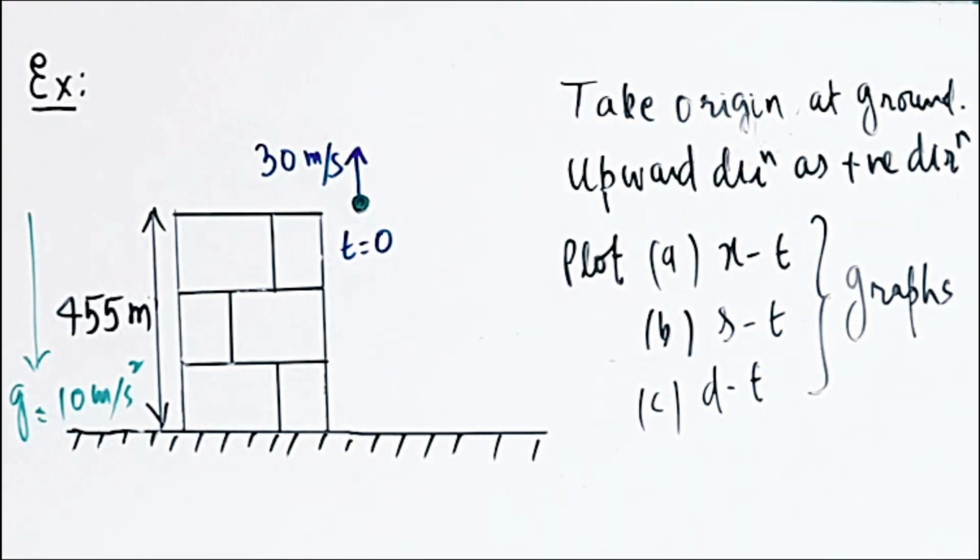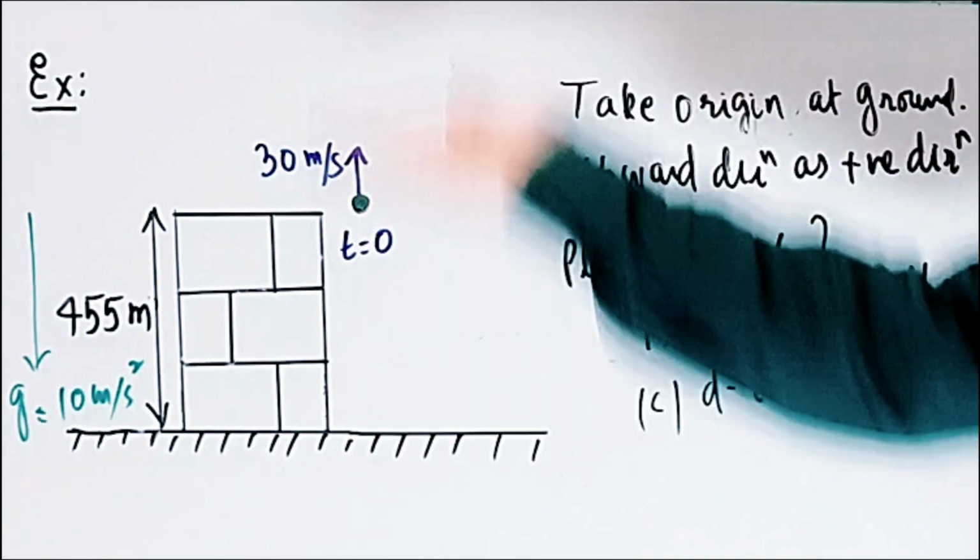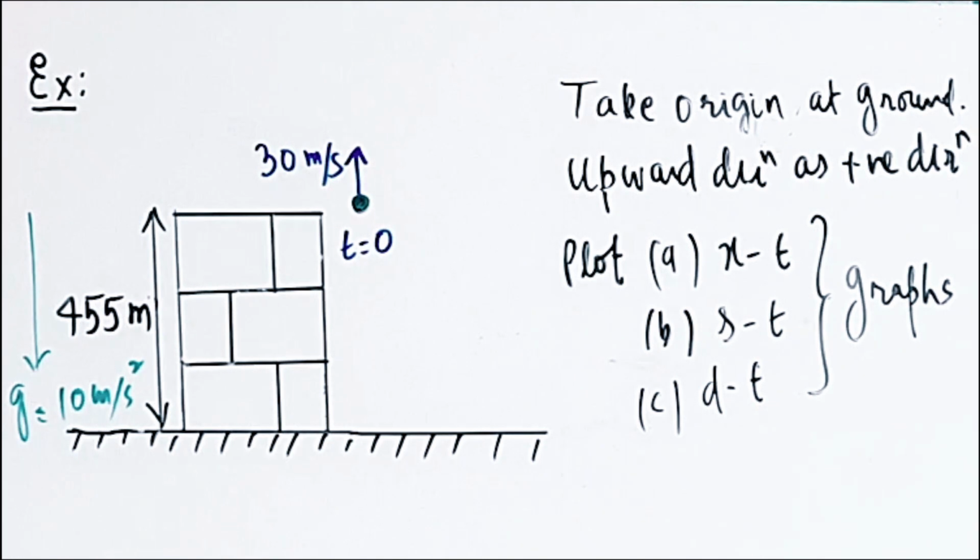So this is a real life situation here. From the top of a tower of height 455 meter, a particle is projected vertically upwards with a velocity of 30 meter per second at t is equal to 0. We have to take the origin at ground, and the upward direction is the positive direction, and then we have to plot the position time, displacement time, and distance time graphs. All these three graphs that we just talked about, we have to plot.